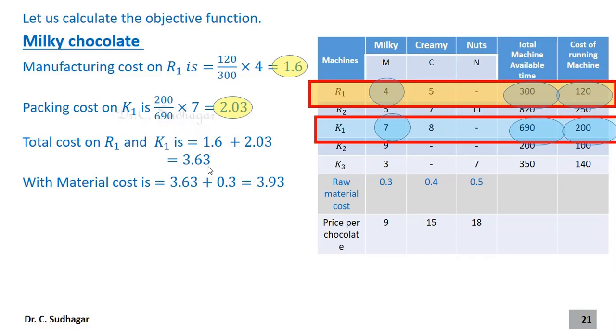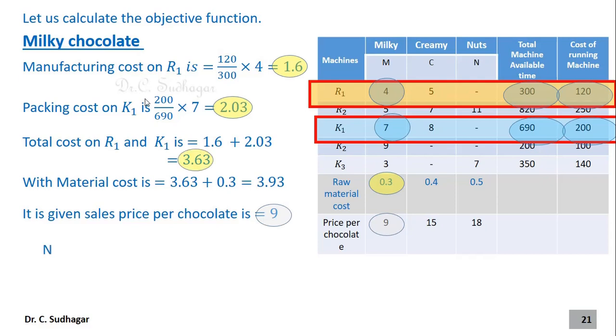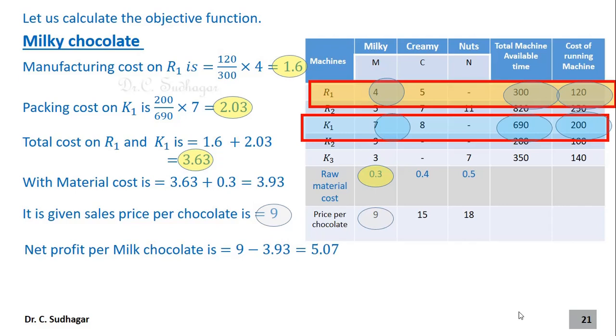This is the total cost for the manufacturer. For how much is he selling it? He is selling it for 9 reals. It is given in the table. So the manufacturer is spending 3.93 reals. For the milky chocolate, it is 9 minus 3.93, where 9 is the selling price and 3.93 is the total manufacturing cost for him. So it is going to be 5.07. So when he is selling a round shaped chocolate in the square box, he is getting a profit of 5.07. This is for one milk chocolate.